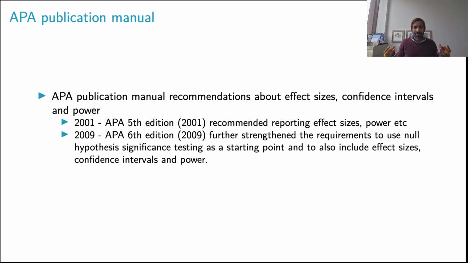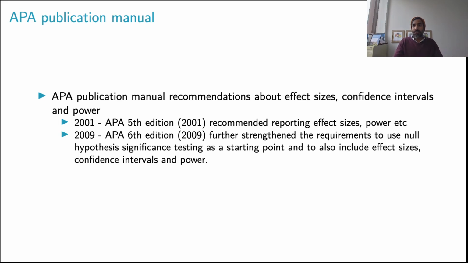It's also somewhat mind-blowing to me to think that many years ago, people were able to publish papers with just a p-value. And I think it's incredible, and it speaks to the replication crisis that we have. And I'm getting ahead of myself. We'll talk about replication crisis later, but it's just amazing that that was it. And it's good that there's at least a bare minimum guideline here. And in 2009, they further strengthened the requirements to use null hypothesis significance testing as a starting point, but to also include effect sizes, confidence intervals, and talk about power. So APA guidelines are trying to encourage people to do so.